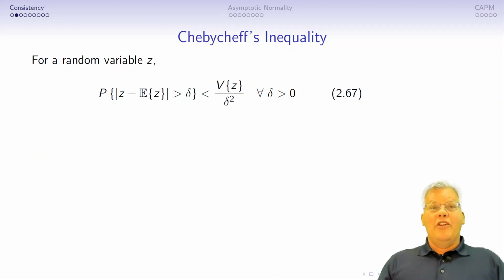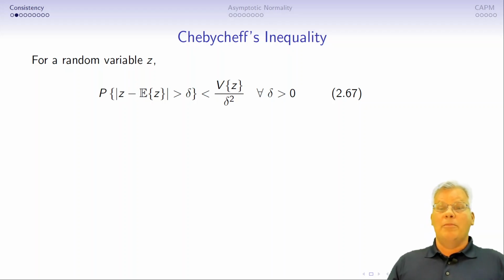Much of asymptotic theory is based upon Chebyshev's inequality. Chebyshev's inequality tells us that for a random variable z, the probability that the deviation of z from its central tendency or mean value is greater than some positive delta is strictly less than the variance of z divided by delta squared, for all delta positive. And of course that's in Verbeek's text, equation number 2.67.